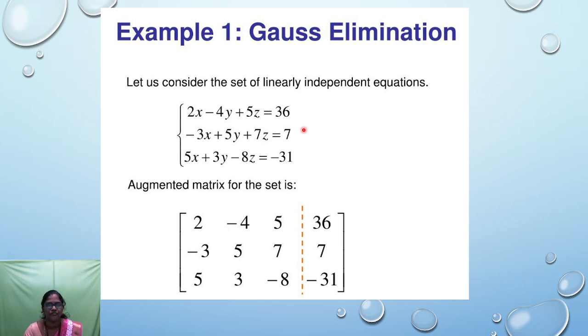Let us consider the set of linearly independent equations: 2x minus 4y plus 5z equals 36, minus 3x plus 5y plus 7z equals 7, 5x plus 3y minus 8z equals minus 31. The augmented matrix for the set is 2, minus 4, 5, 36. Here we write the coefficients of the first equation. Then in the second row we write the coefficients of the second equation, that is minus 3, 5, 7, 7. Then we write the third equation coefficients: 5, 3, minus 8, minus 31.